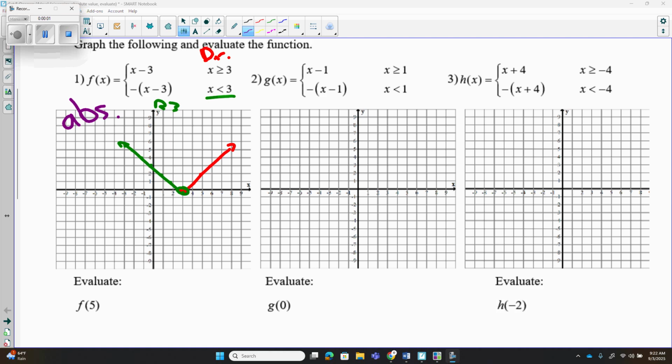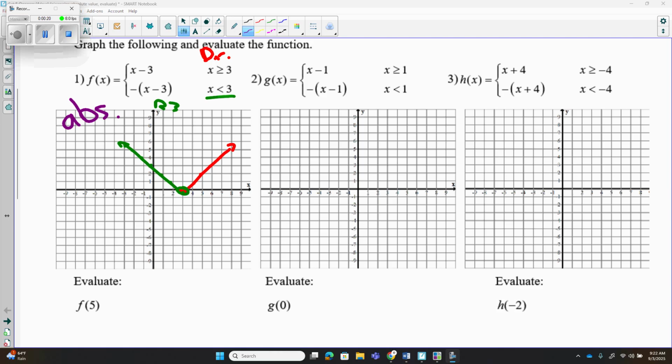So we have an absolute value. Well, what is absolute value? It is the distance from 0. And distance is always what? Always positive. So in this case here, it would be distance from 0, which would be always positive. So this is an absolute value.